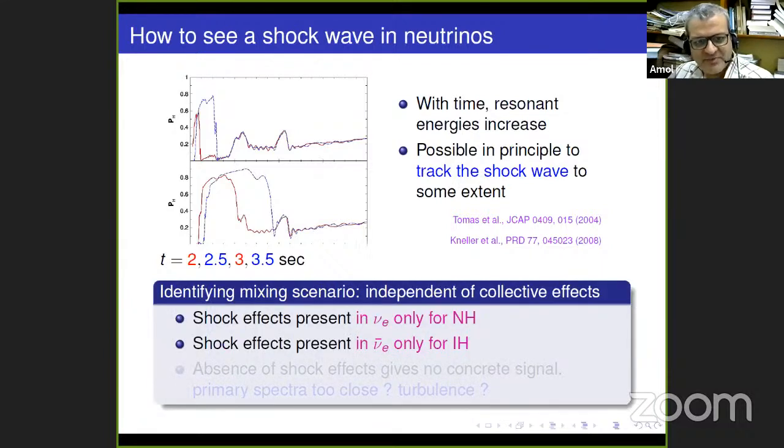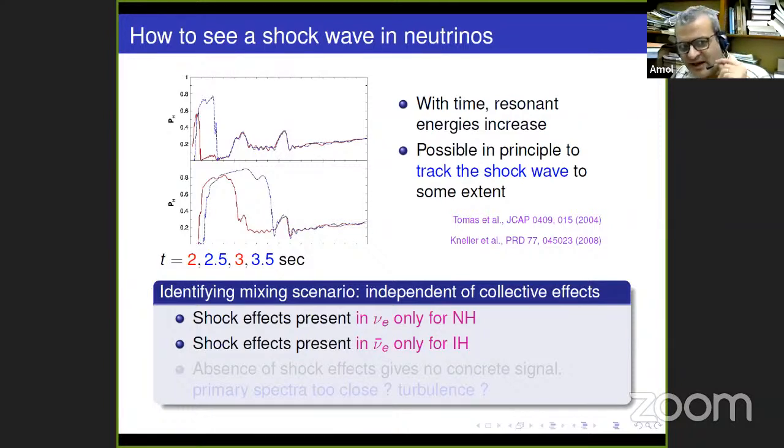This shock wave propagation does something more. If the ordering is normal, NH, normal hierarchy, then you can see the shock effects in electron neutrinos. And if the hierarchy is inverted, you see them in electron antineutrinos. So based on whether you saw these effects in neutrinos or antineutrinos, you will be able to say whether the ordering is normal or inverted. So this in some sense will confirm the understanding that we already got by using the neutronization burst. So both the neutronization burst and the shock wave will be able to tell you what kind of ordering we have.